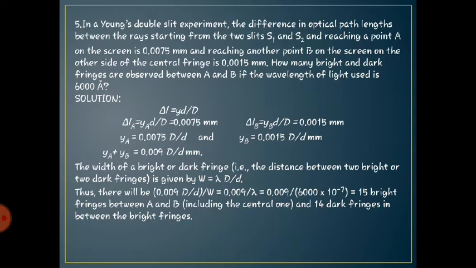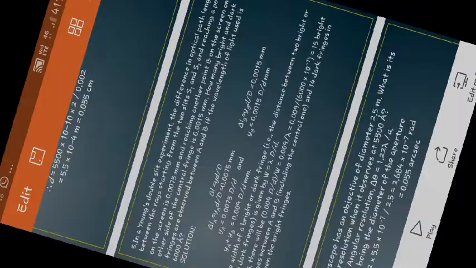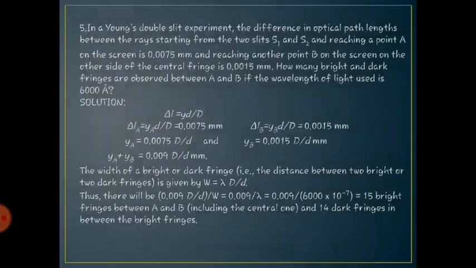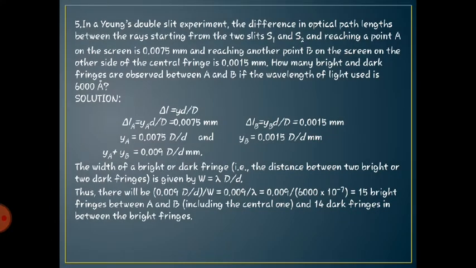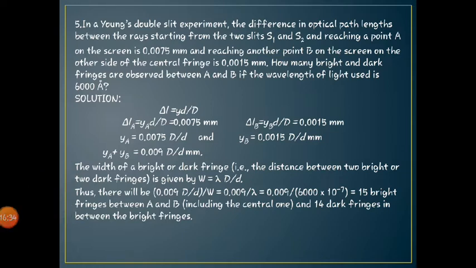In double slit experiment, the difference in optical path lengths between the rays starting from two slits S1 and S2, and reaching point A on the screen is 0.0075 millimeter, and reaching another point B on the screen on the other side of the central fringe is 0.0015 millimeter. I hope you got this.